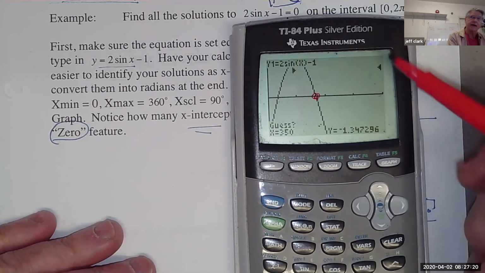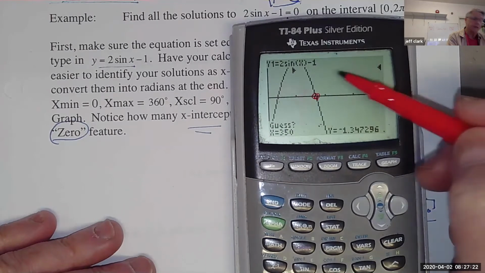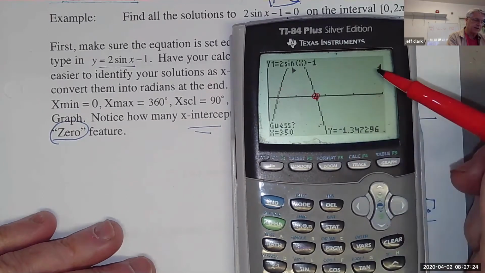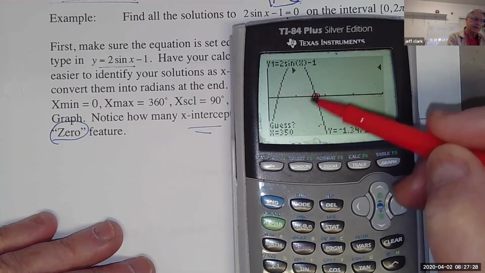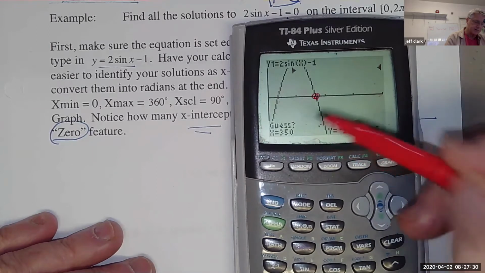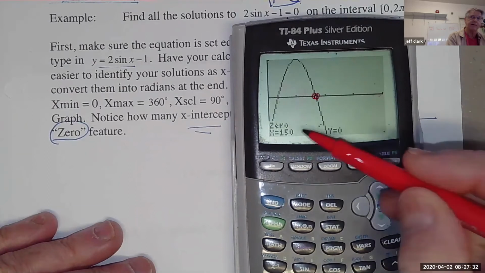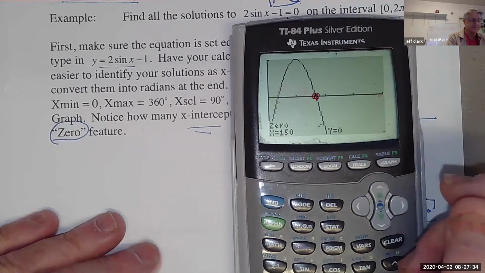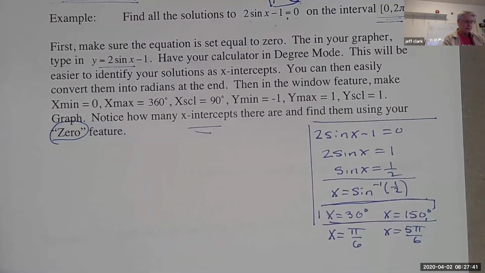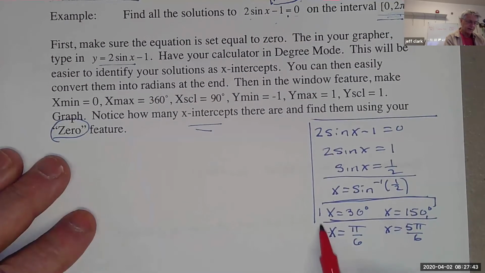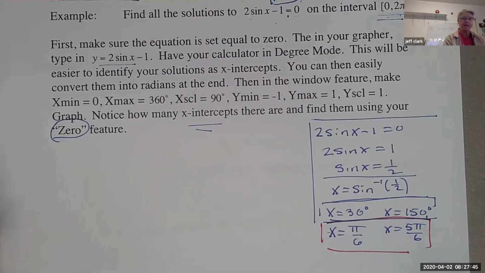So you get your flag way over here, and that's okay. It's going to look in between, and the only place where there's an x-intercept is right here. And if you wanted to make a guess, I do. Hit enter, and there's your 150 degrees. Okay, so that's what I'm teaching you. I'll do a number of other examples and go from there. Here's your answer, but in radians by the graphing calculator.